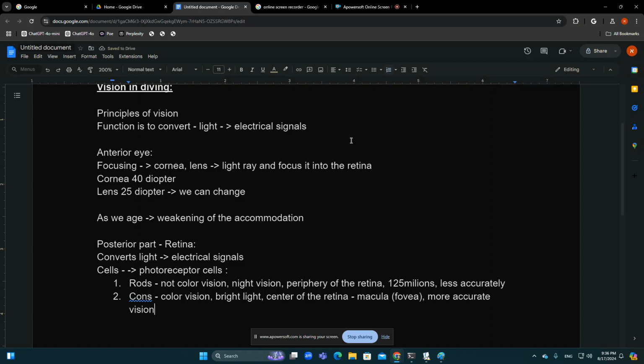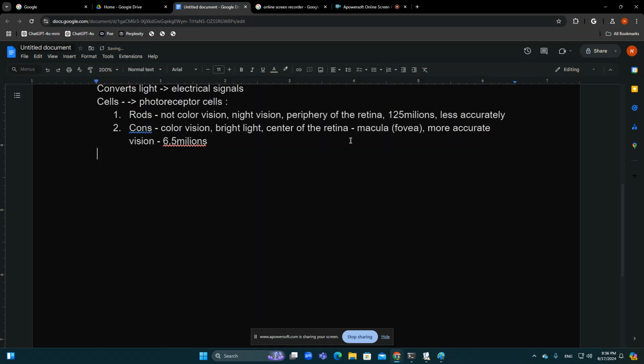Now, there are much fewer than the rods. There are only 6.5 million cones. Okay, so those are the two types of photoreceptors.